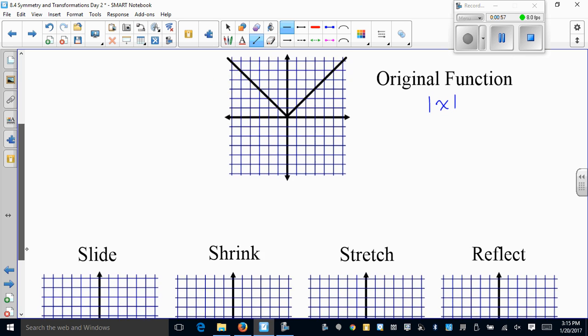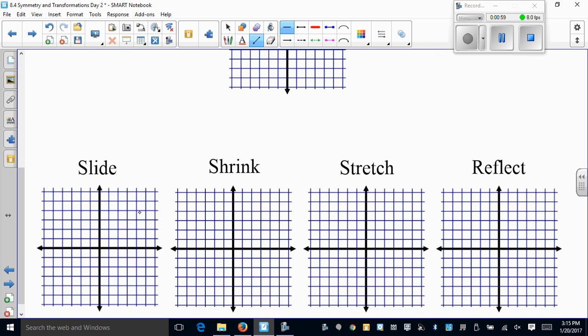A slide is a transformation. The shape doesn't change. It moves to the left or moves to the right, moves up, moves down. I can do both. There. Notice it still has a slope of 1, but we can see that the vertex moved from the 0.